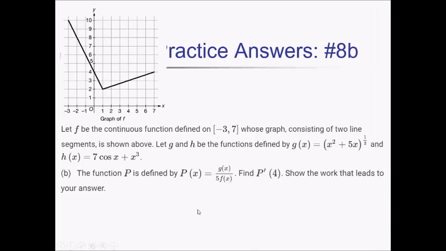For this part of the problem, I'm defining a new function p as the quotient of g of x and 5f of x, and I want to find p prime of 4. So let's first talk about p prime of x. Since I have a quotient here, I should probably use the quotient rule, u prime v minus uv prime over v squared. Let me set up the box and ribbon to help negotiate that. So I've got my numerator, g of x, denominator is 5 times f of x, and then down below I've got the derivatives, g prime of x, and this is going to be 5 f prime of x.